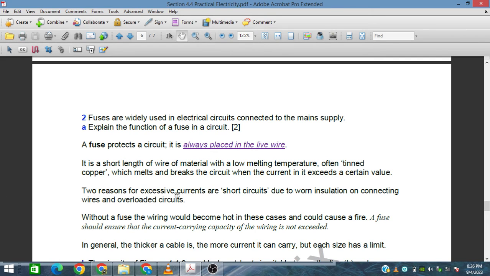The two reasons for excessive currents are a short circuit due to worn insulation on connecting wires, and an overloaded circuit.